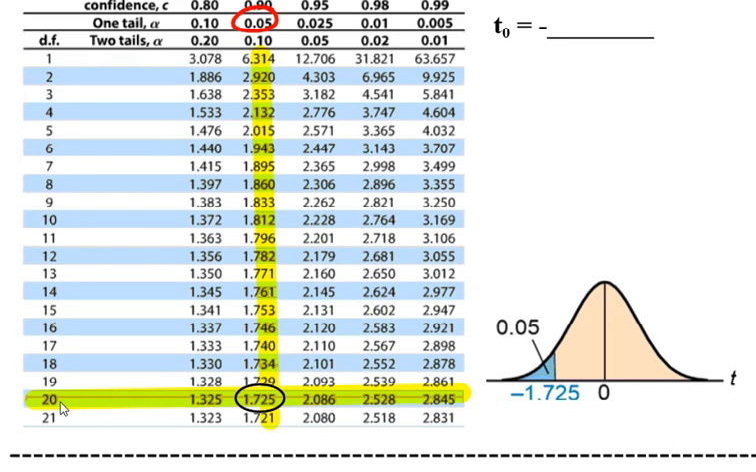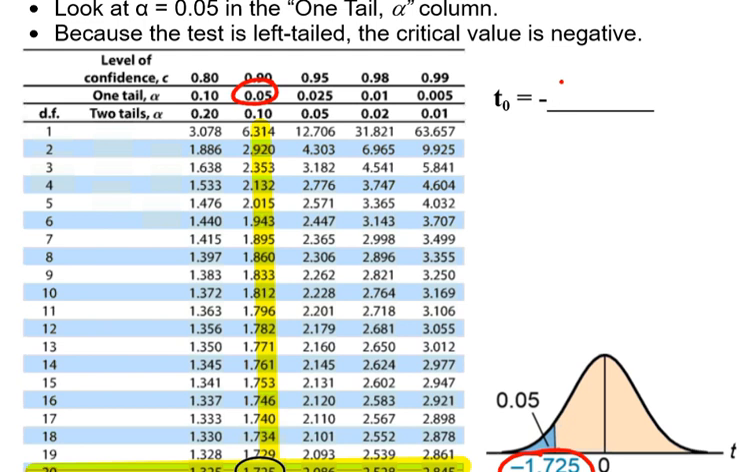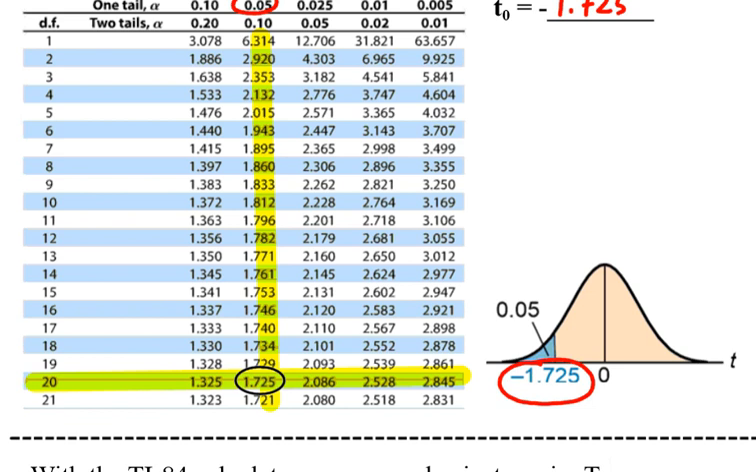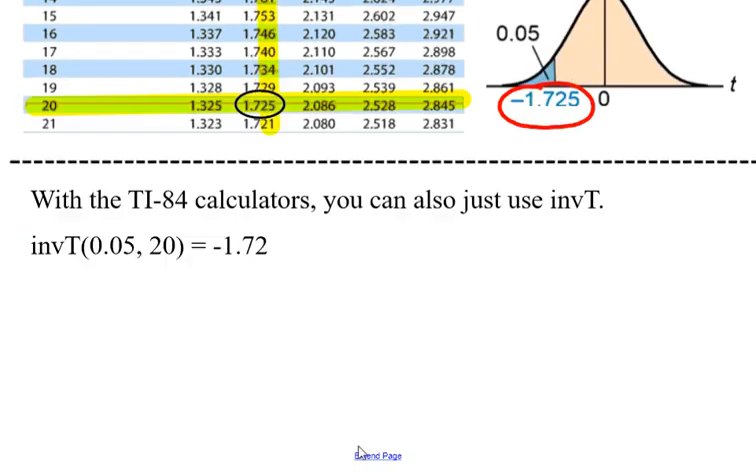Our degrees of freedom is 20, and I find where those cross, and I see it's at 1.725. So our critical t is going to be at negative 1.725. If we get anything less than that, then that would result in rejecting the null. You can also do this in the calculator by typing in inverse t. It's always area to the left, 0.05, then degrees of freedom is 20. It will give you negative 1.72. I just didn't go out to the thousandth place, but it gives the same value. That's if you have a one-tail test.